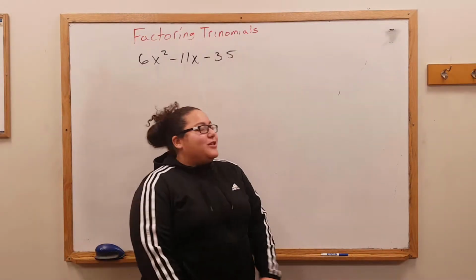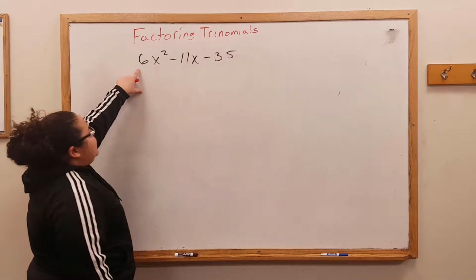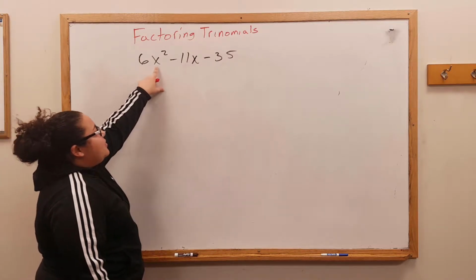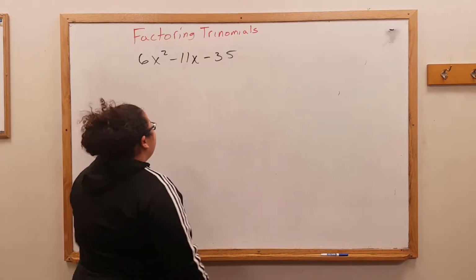Welcome to Rio. Today we'll be doing factoring trinomials. We have an example over here which is 6x squared minus 11x minus 35.